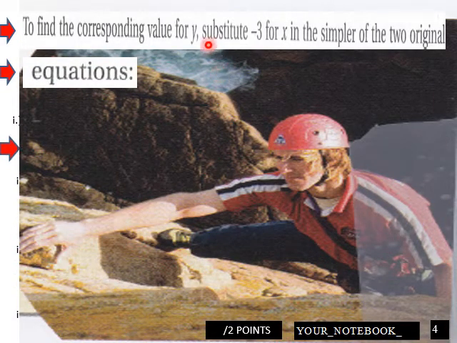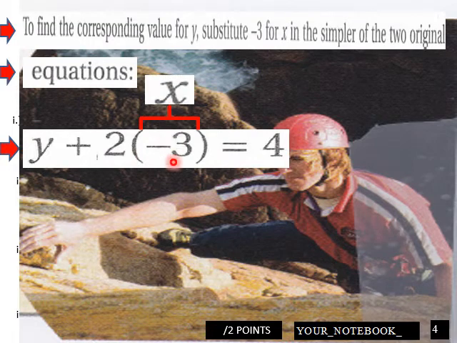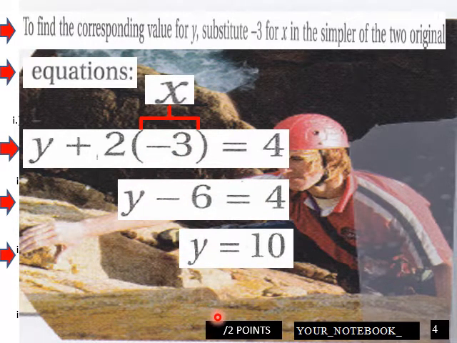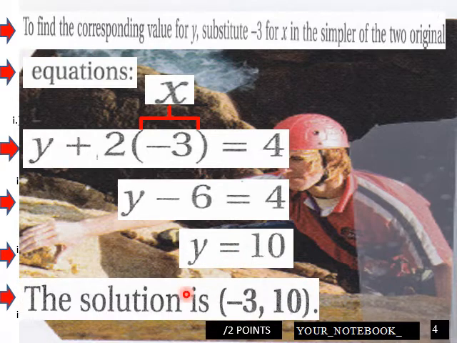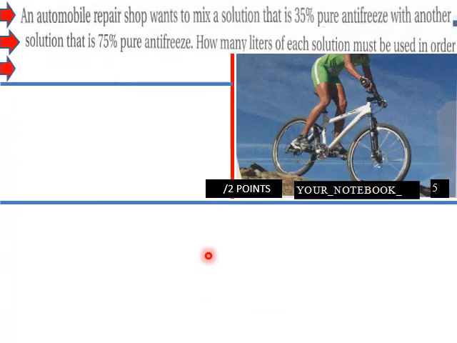To find a corresponding value for y, substitute negative 3 for x in the simpler of the two original equations. So we plug that in there. y minus 6 equals 4, y equals 10. The solution is negative 3, 10. System of equations. Here's another example.